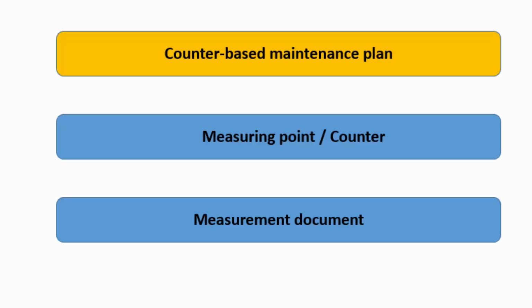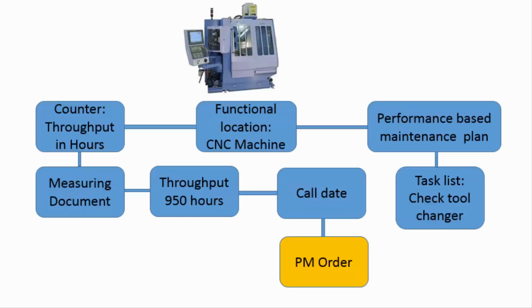In counter-based maintenance, maintenance activities are performed when the counter of the technical object has reached a particular counter reading, for example, if you are planning preventive maintenance of a machine after every 1,000 operating hours. You create a measuring point for the piece of equipment, for example for a machining center. You create a measurement document for this measuring point.